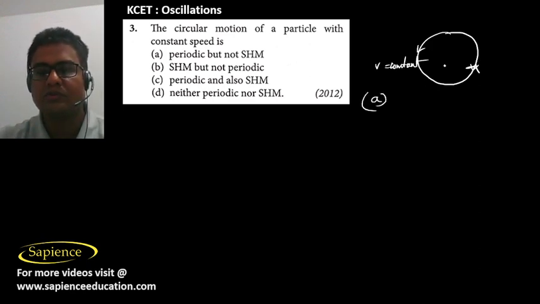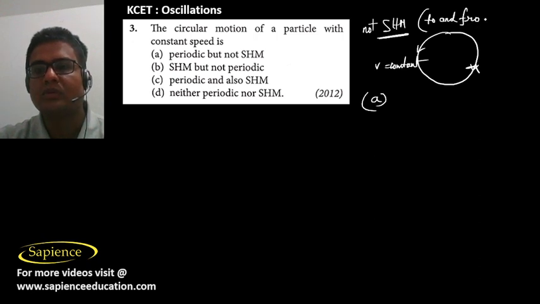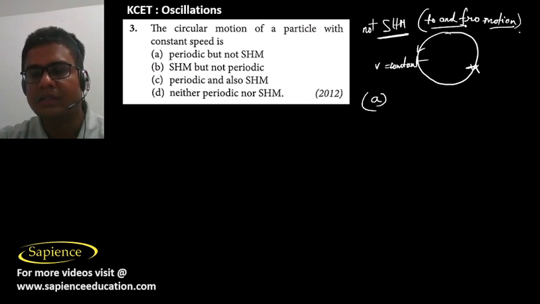So it is a circular motion. Why is it not SHM? The full form of SHM is simple harmonic motion. So it is not SHM, since in SHM we should have to and fro motion. It means that it should be oscillatory motion. Then only we can say it is SHM. But here there is no oscillation.